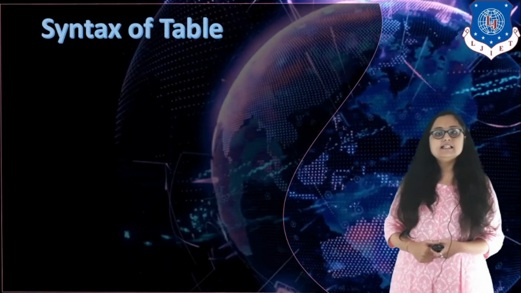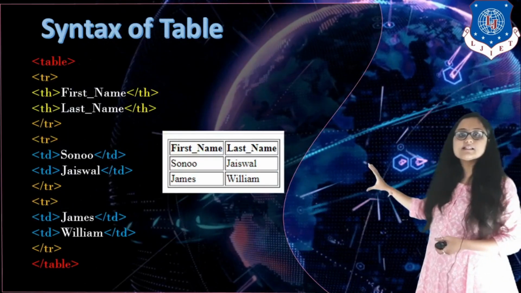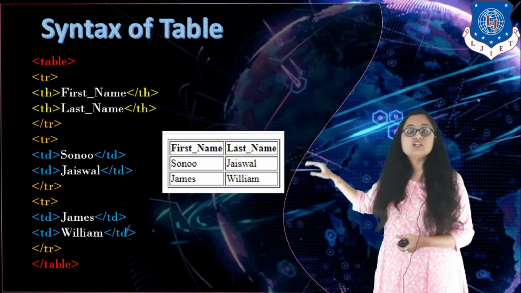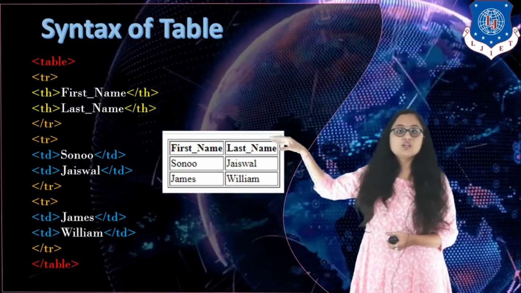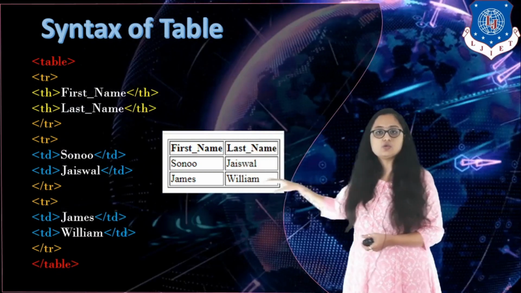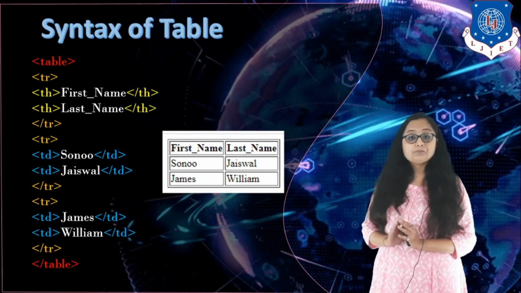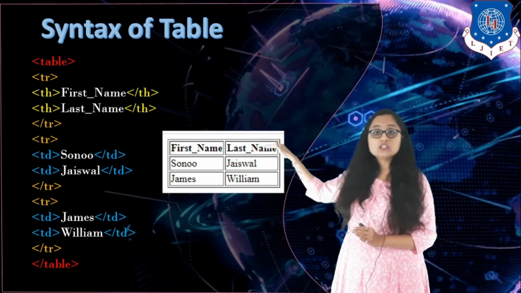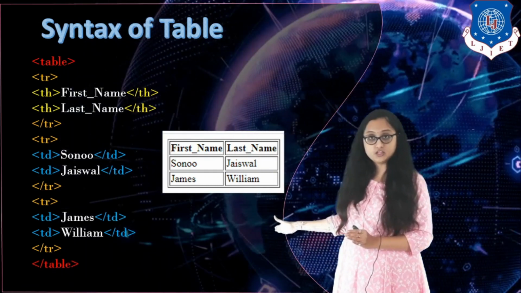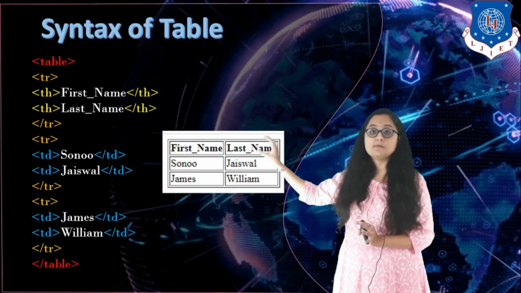Now let us see the syntax of table. For that, this is the code, and this is the table that I want to create. So here you can see that I have 3 rows, right? The first row consists of first name, last name. The second row consists of the names, and the third row also consists of first name, last name, values. Now here you can see that I have a total of 3 rows and I have 2 columns vertically. So per row I have to write some data or some value.